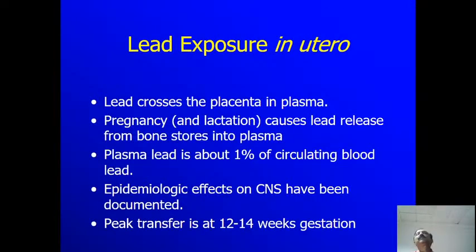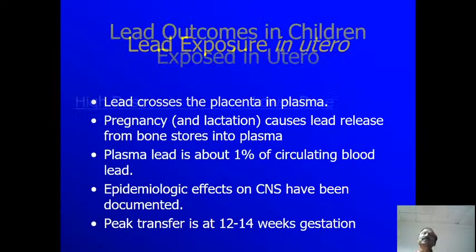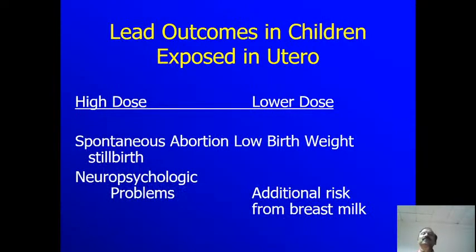What will happen if there's a lead exposure for the mother and she has an excess of lead? Lead crosses the placenta, so that's the problem. Pregnancy and lactation cause lead release from bone stores into the plasma, and plasma lead is about 1% of circulating blood lead. So you can have central nervous system problems, and the peak transfer takes place in 12 to 14 weeks of gestation. This is what happens in utero.